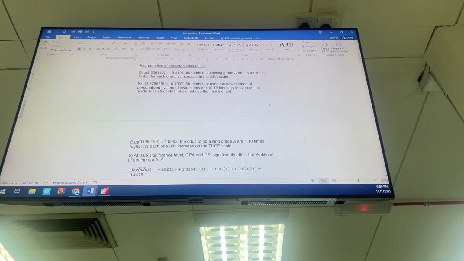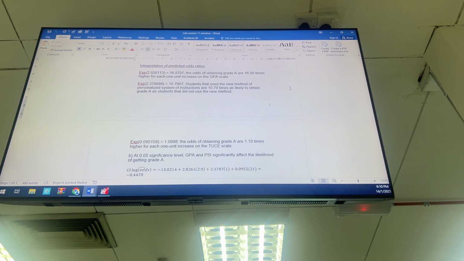No, not ordinal, this one is just a scale variable. For a 1 unit increase in the GPA, the odds of obtaining grade A is 16.8 times higher. And for the other variable, PSI, the exponent is 2.3 something, you get 10.79. So you interpret that students that use the new method of personalized system of instruction are 10.79 times as likely to obtain grade A as a student that did not use the new method.